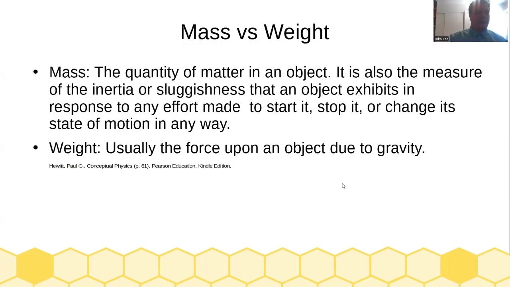Mass is going to end up being very important to Newton's second law, so I'm going to start this lecture with the book's definitions of mass and weight. So mass is the quantity of matter in an object. It is also the measure of the inertia or sluggishness that an object exhibits in response to any effort made to start it, stop it, or change its state of motion in any way, whereas weight is usually the force upon an object due to gravity.